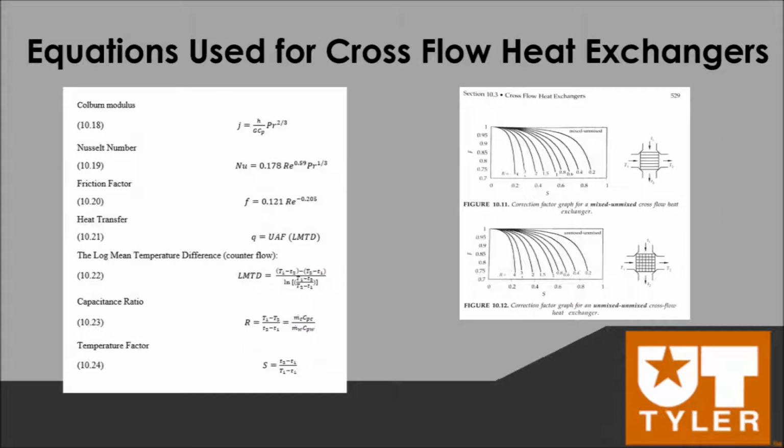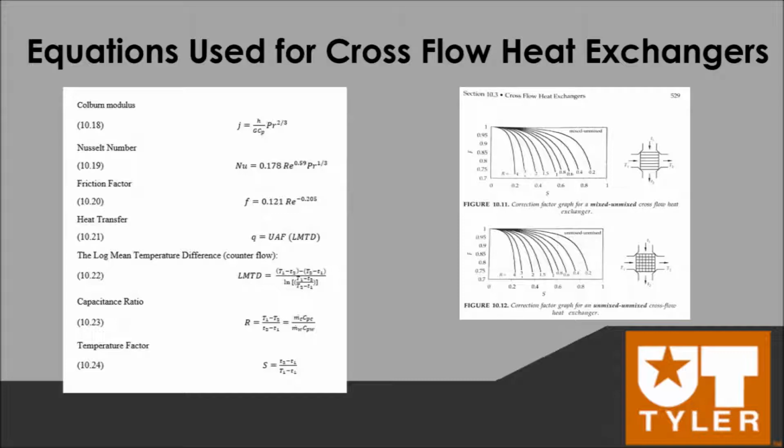The cross-flow heat exchangers have their own variation to the calculations. In this slide, we will show some of the equations used for cross-flow heat exchangers. Our first equation, 10.18, is the Colburn modulus equation. This is a parameter for predicting the performance of these heat exchangers from empirical data.